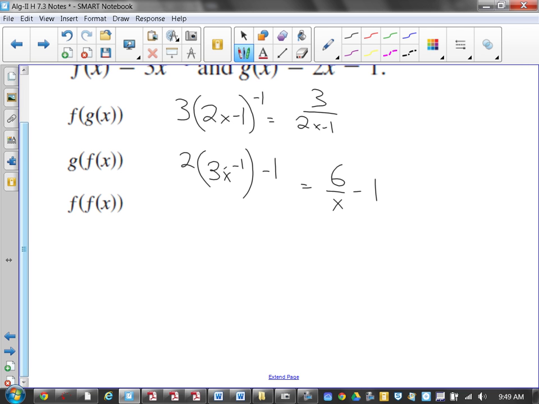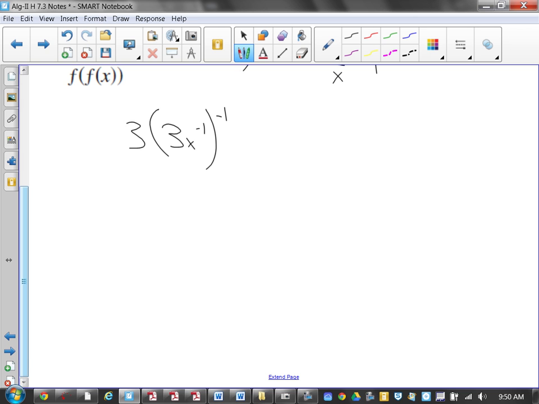And then the last one, what is f of f of x? You start with the 3x to the negative 1, and you surround it with 3x to the negative 1. Would that just be x? Hold on, think about your rules. Would it be 3 over 3x? Your rules are to distribute that negative power to both of them, right? So would that make it positive 1?